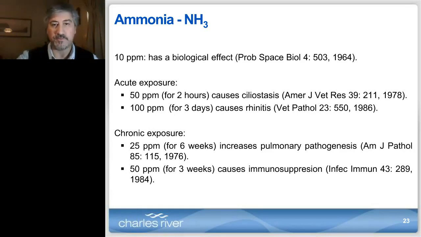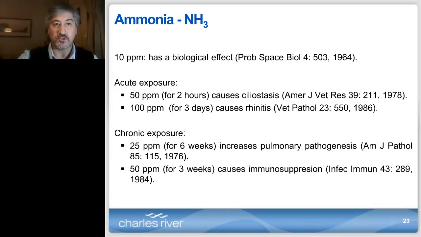So I just put here a couple of examples of acute or chronic exposure, and you can see that exposing the animals to 50 parts per million or 100 ppm for 2 hours or 3 days has a physiological impact. It has physiological consequences. Chronic exposure to 25 ppm, which is very low, for 6 weeks has a physiological impact. And exposure to 50 ppm for 3 weeks may cause immunosuppression. So again, IVCs in this case can be modifying the environment.